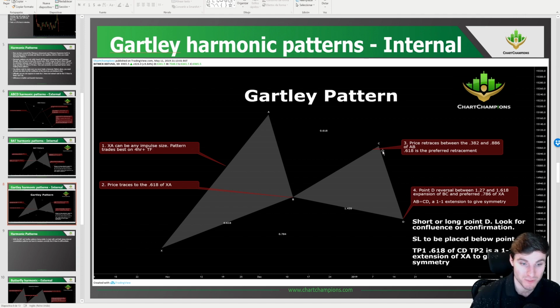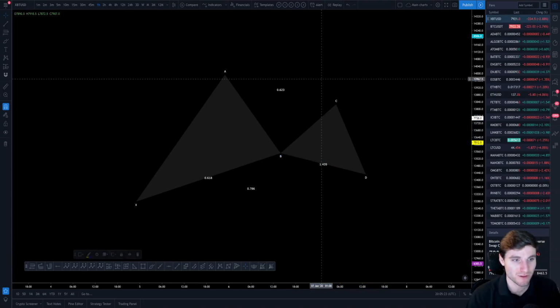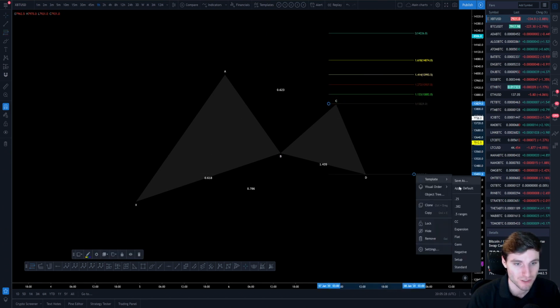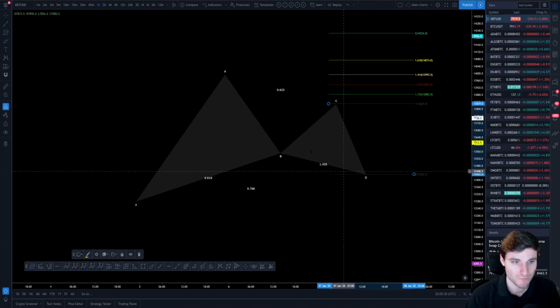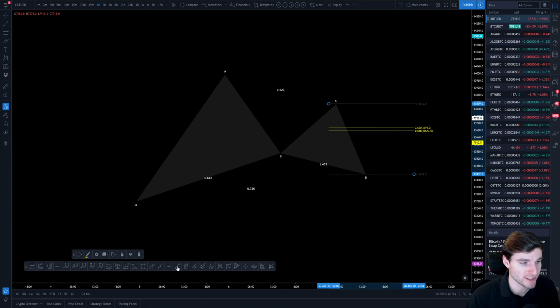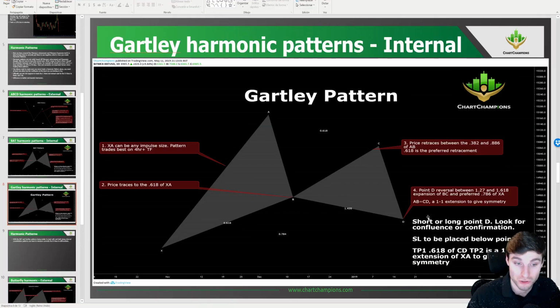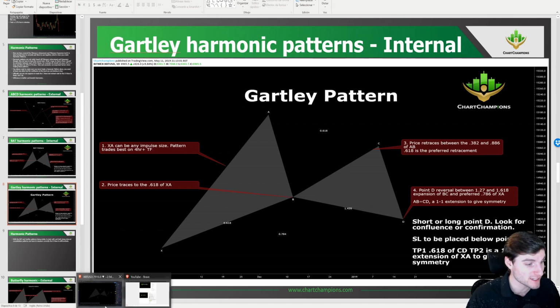Okay, and then on this one, it's very, very similar. Take profit 1 from C to D, you're going to be looking for that 1.618. So let me draw this up, because this is where the patterns have a little bit of difference in how you do the take profits. So on here, you'd be looking to trade this up to the 618, or alternatively, a one-to-one extension of X to A. Okay, and this is how you would do this.